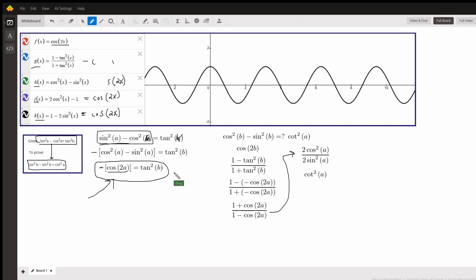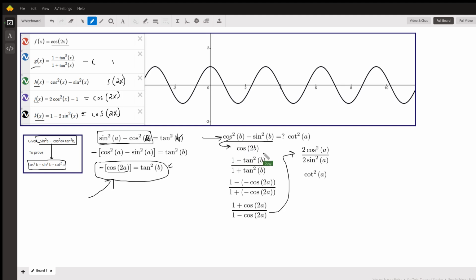All right. Now, if we use that piece of information, can we show that cosine squared B minus sine squared B is equal to cotangent squared of A? Well, to get from here to here, we're using the double angle identity for cosine. Cosine of twice an angle is cosine squared B minus sine squared B. So going the other direction.